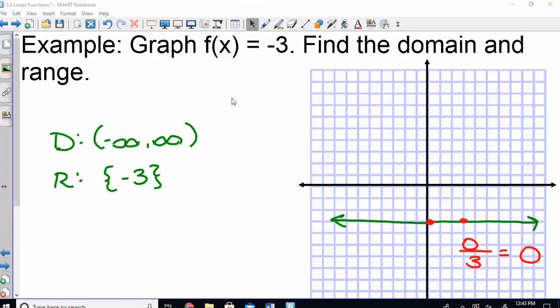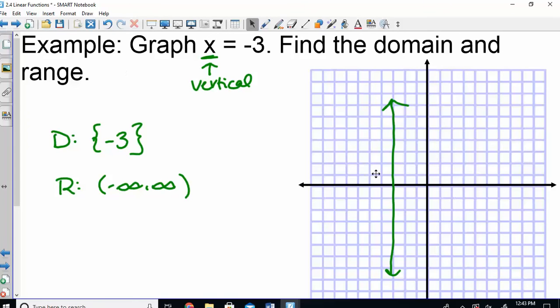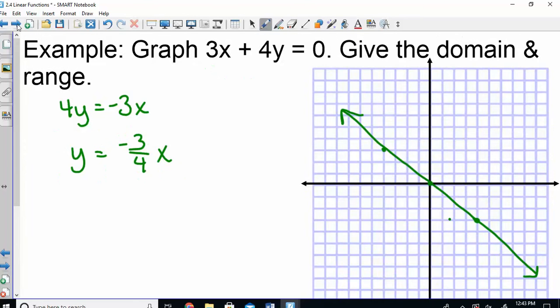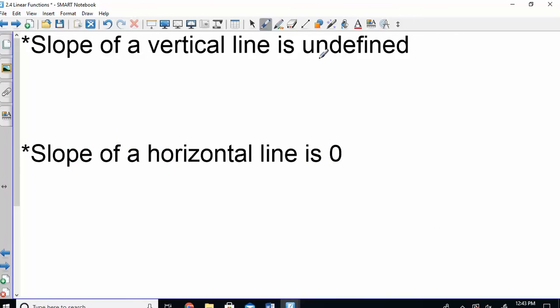If you have a vertical line, so if you pick 2 points, by the way, does it matter which 2 points I pick? Nope, any 2 points will have the same slope. My rise here is 1, my run is 0, so that one is undefined. So, slope of a vertical line is always undefined.